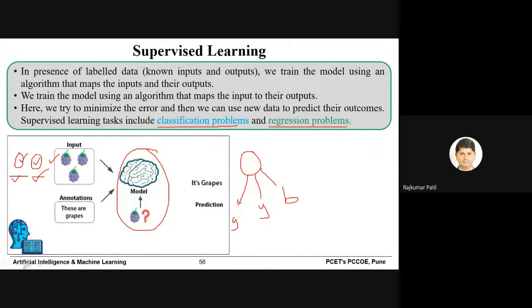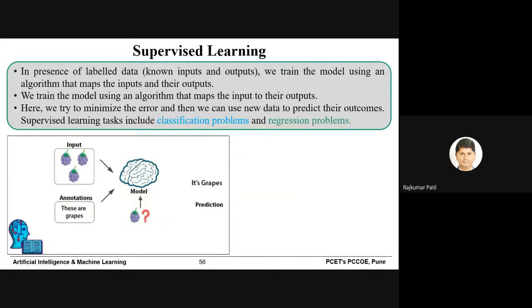So this is how supervised learning would take place, because input is there, and its corresponding output is also there. Input is grape, output is its color. So input and output are both there. And how are we developing our model? Based on its color, what would be its name? And once the model is there, we will try to predict for an unknown grape, right?